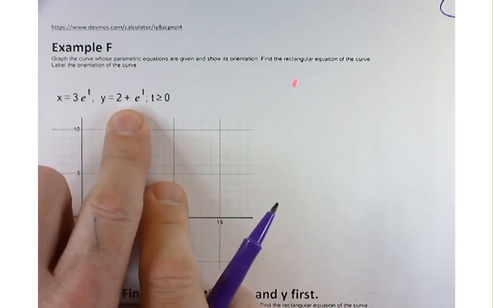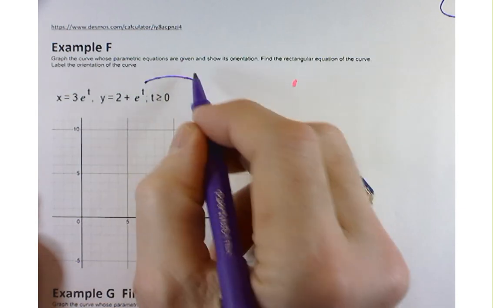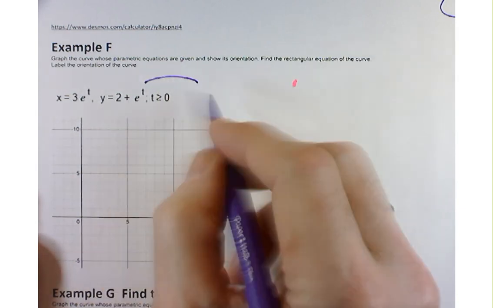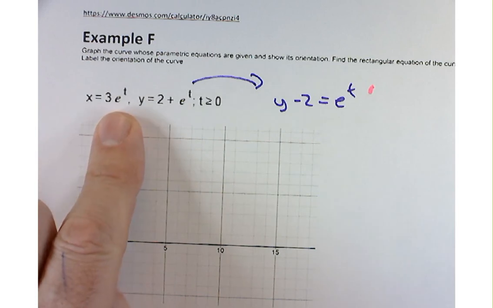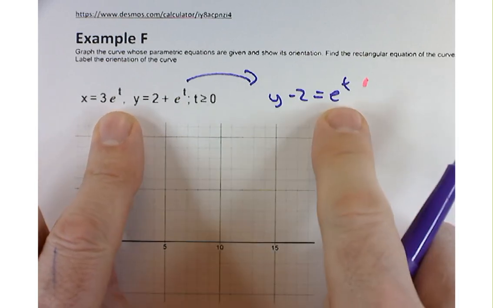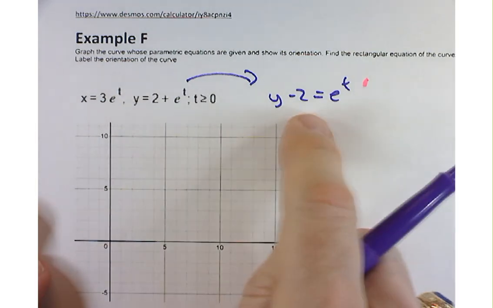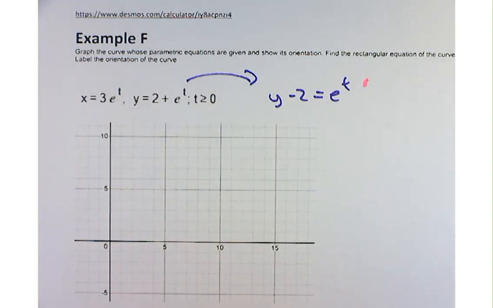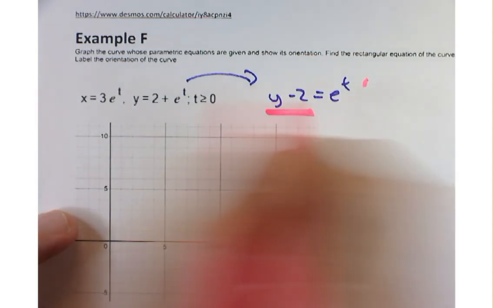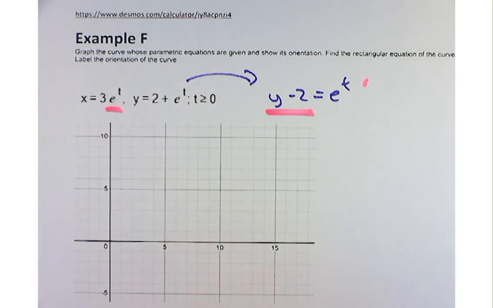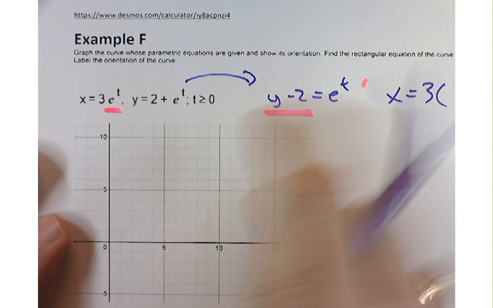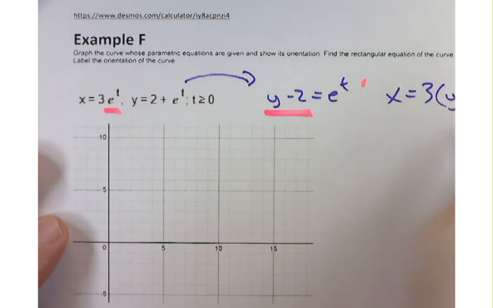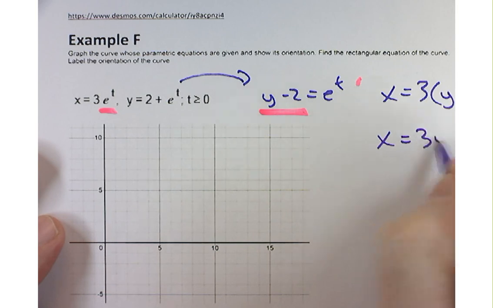So the easiest thing to do, I would think, would be to move the 2 to the other side and get y minus 2 equals e to the t. The big problem with this is that we've got an e to the t here, but I've got an expression for e to the t. So if I substitute that expression into there, then I should be okay. That gives me x equals 3 times y minus 2, or x equals 3y minus 6.